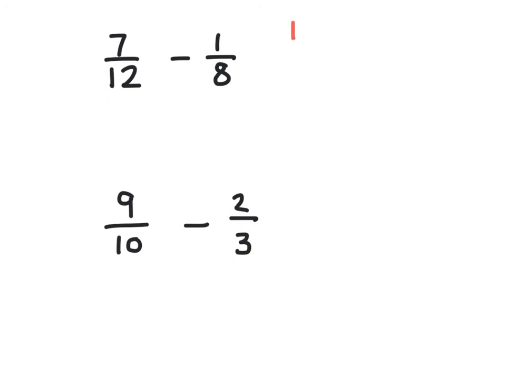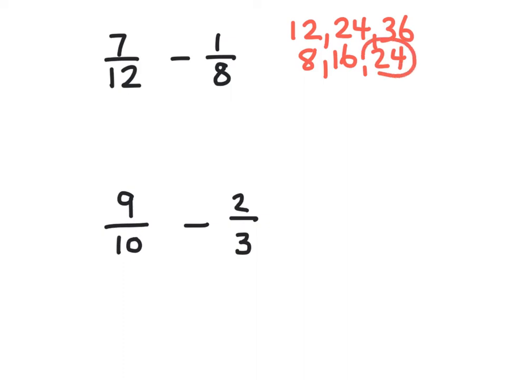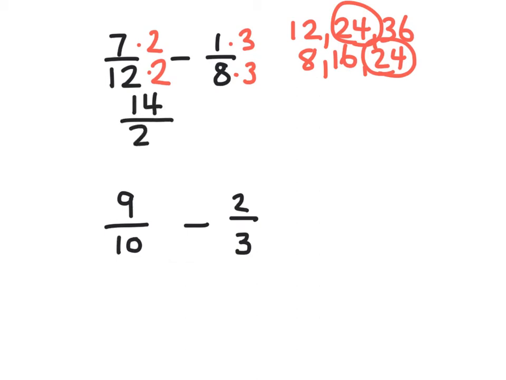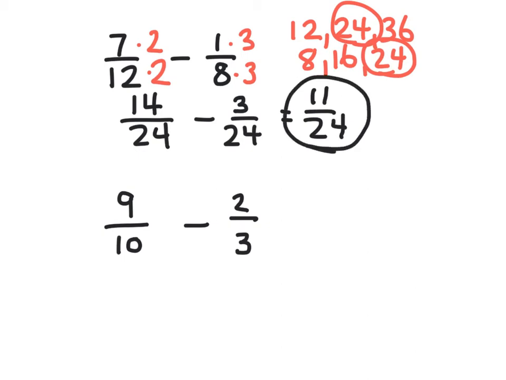Welcome back from pausing your video. For this first problem, multiples of 12 and multiples of 8 show that the least common multiple is 24. So I'm going to multiply 12 times 2 and 8 times 3. That makes equivalent fractions of 14 24ths and 3 24ths. I'm going to subtract them. 14 minus 3 is 11. So that's 11 24ths, and that can't be reduced.